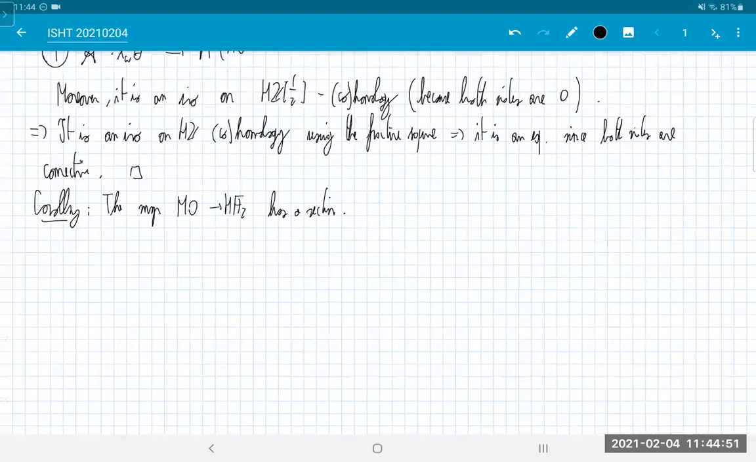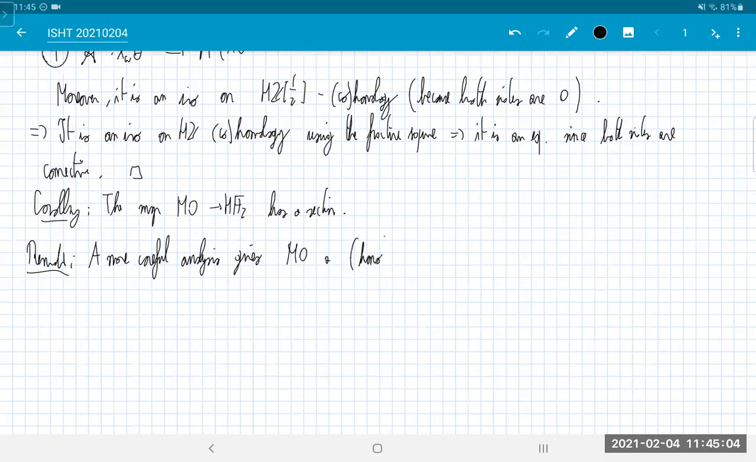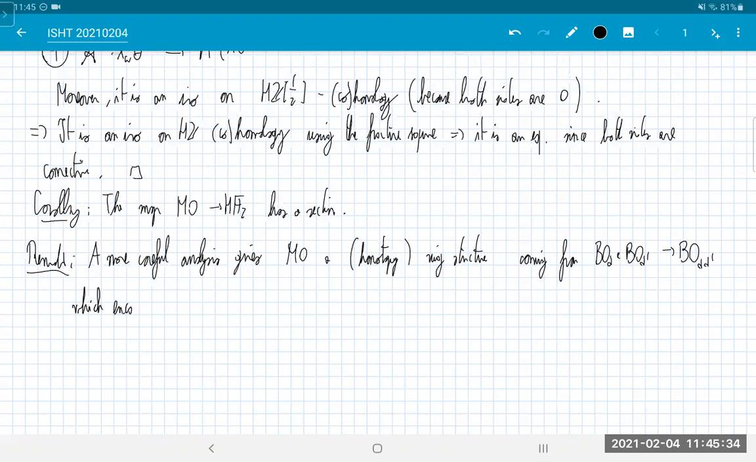And actually, let me remark that a more careful analysis gives MO, well, homotopy, in fact, much more than homotopy, a ring structure given by the tensor product of vector bundles at the level of spaces. You have a map coming from BO(d) times BO(d') to BO(dd'), tensor product of vector spaces, which encodes the Cartesian products of manifolds.